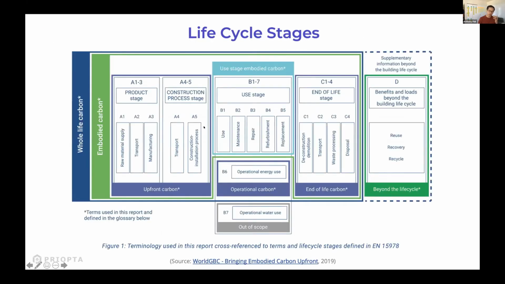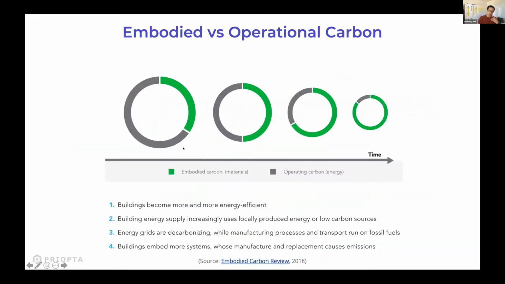To quantify embodied carbon, we need to do a life cycle assessment. So we're really looking at all these different life cycle stages: as I mentioned, raw material supply, transportation, manufacturing, construction, use, end of life, etc. This is important because typically the thinking has been that operational carbon emissions are far more important than embodied carbon.